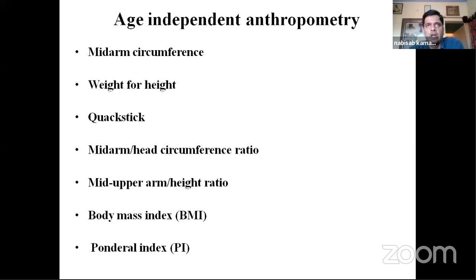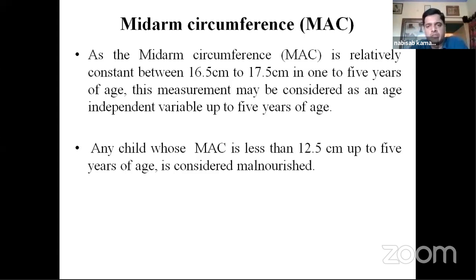What we discussed, height, weight, chest circumference and head circumference, are age-dependent anthropometrical values. Next, we will discuss the age-independent anthropometrical measurements. First one is mid-arm circumference. As the mid-arm circumference is relatively constant between 16.5 centimeter to 17.5 centimeter in the first 5 years of age, this measurement may be considered an age-independent variable up to 5 years of age.